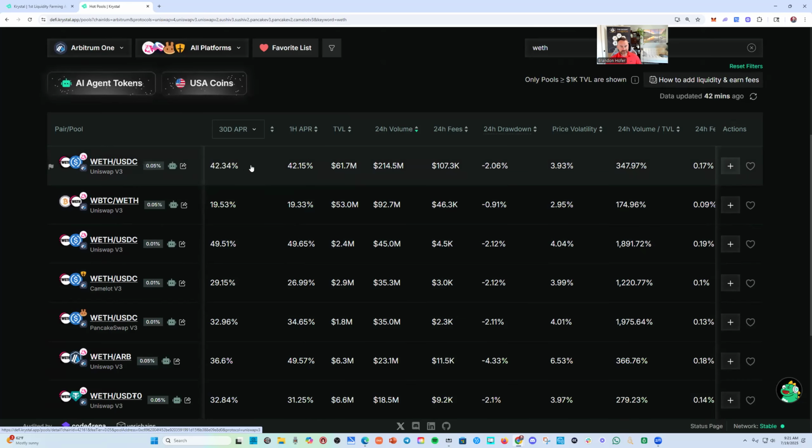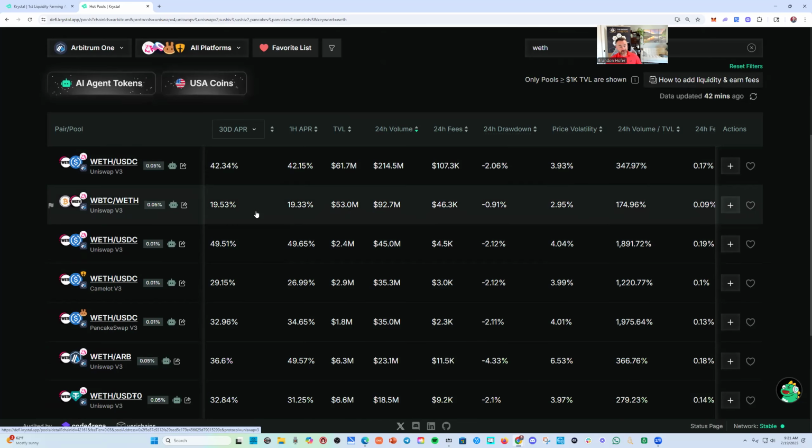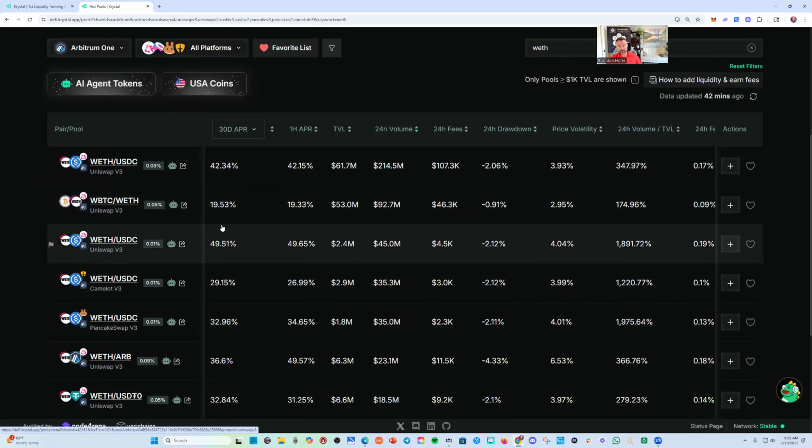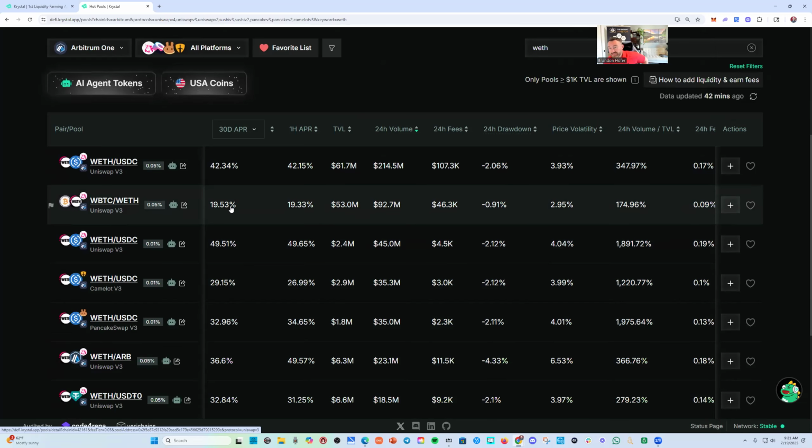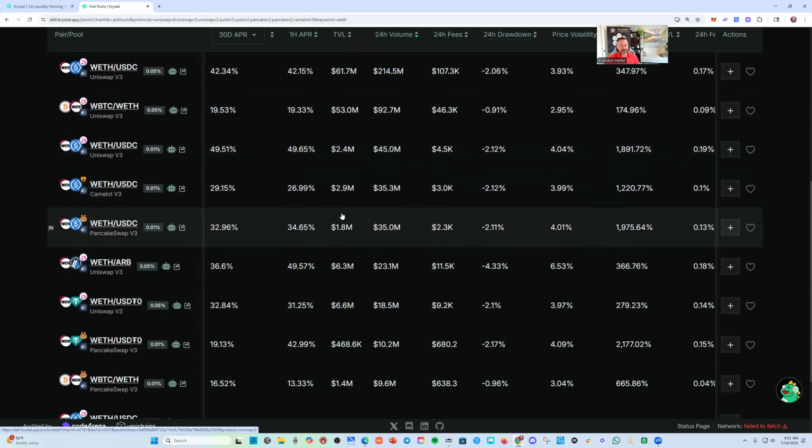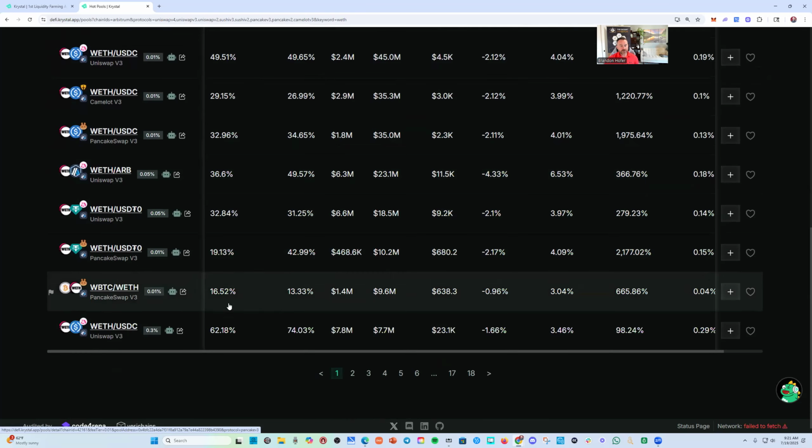All right. And again, I've got the wrapped Ethereum USDC. Here's my wrapped Bitcoin wrapped Ethereum. And remember, I said if you get 20 to 30% on that, you're doing very well. So you can see right now this is just under 20%. That's what I would expect on a pair like that because it is kind of like the golden boy pair.